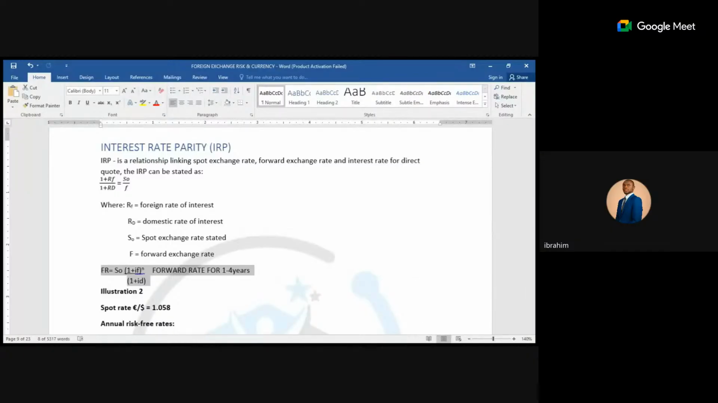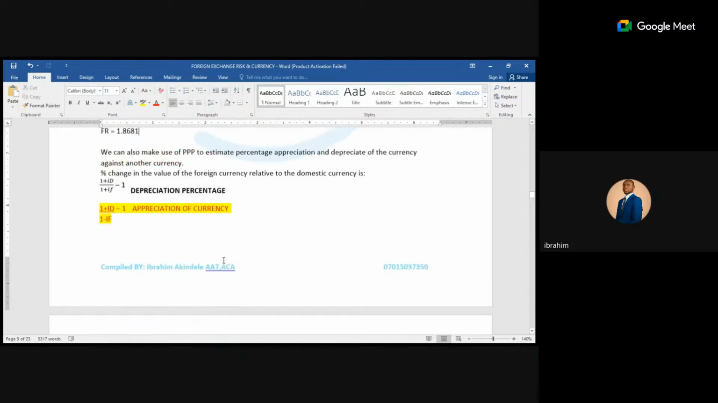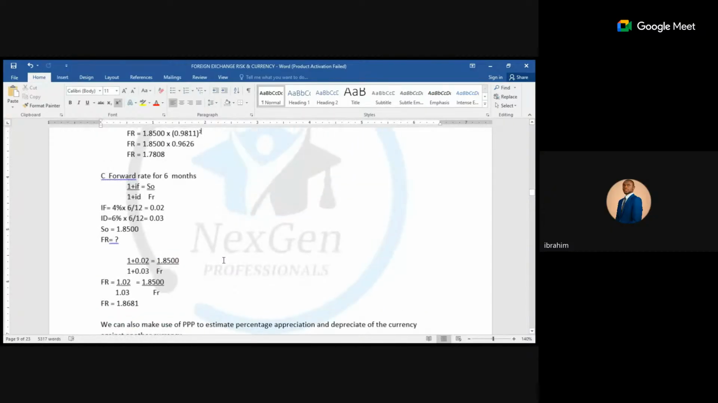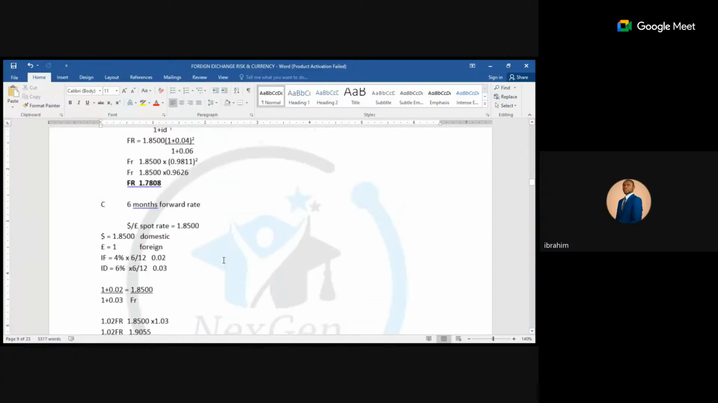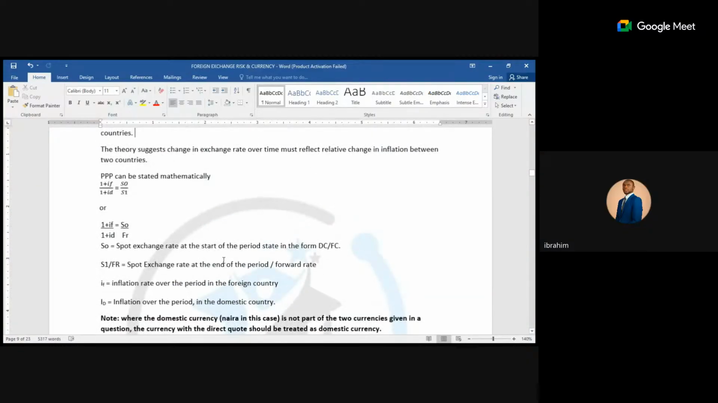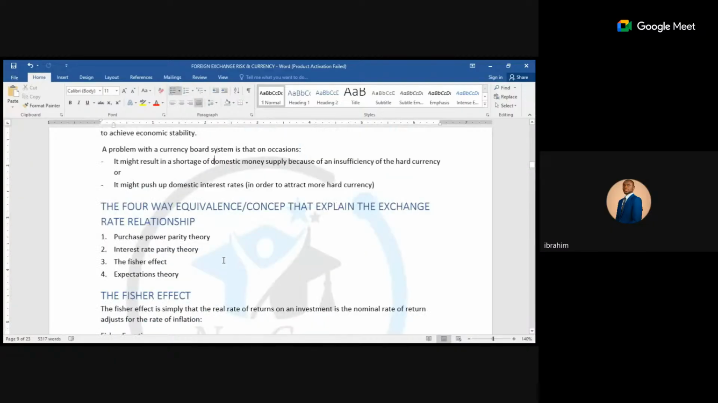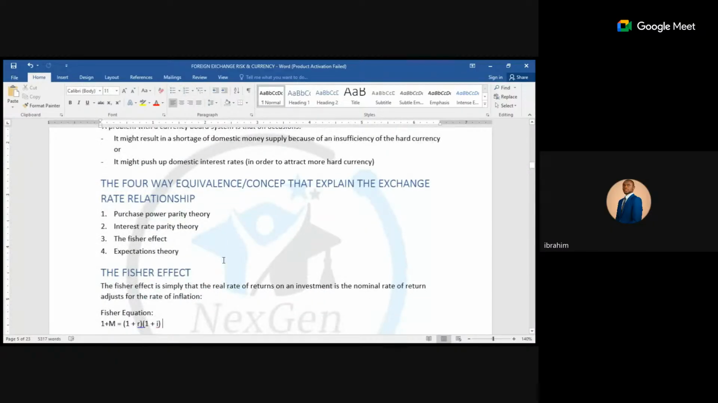I have a question here, but in our next class, we'll solve the question, which is illustration 2. I still have illustration 3 on how to determine depreciation of currency, then before we move to international investment. My message here this evening is that we have the causes, the factors that explain the exchange rate relationship.